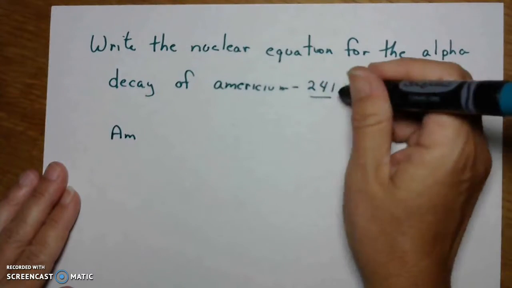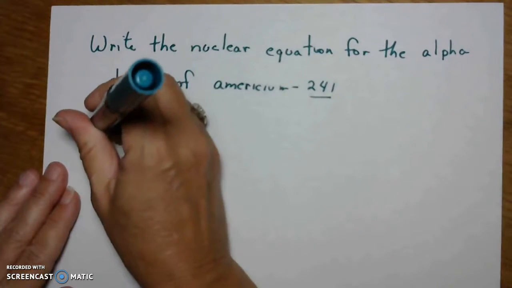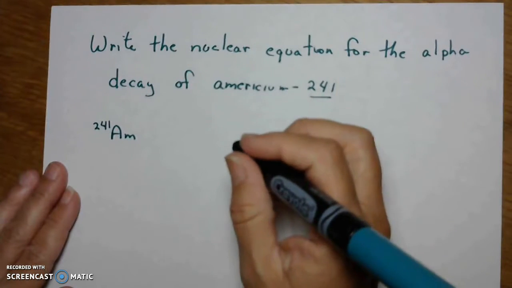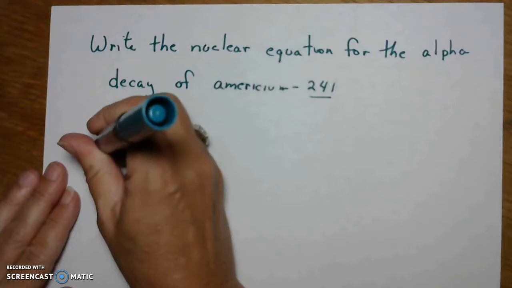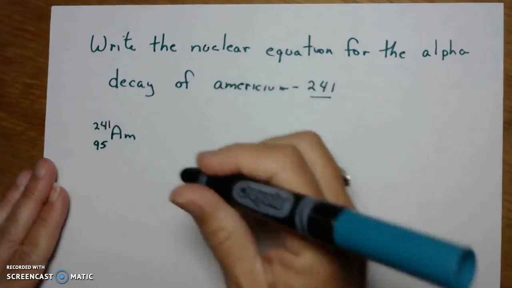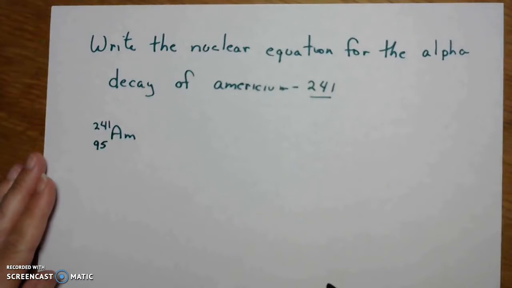Right here we're given the mass number, so we're going to put the mass number up here, and we'll need to put the atomic number down here, which I picked up from the periodic table. If you look on the periodic table, the atomic number is on there.